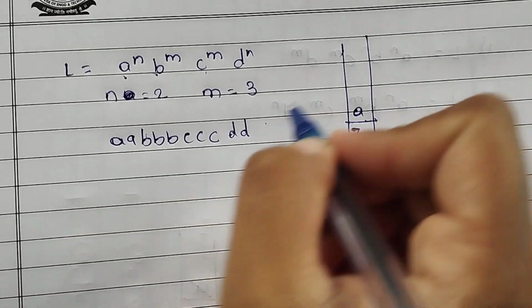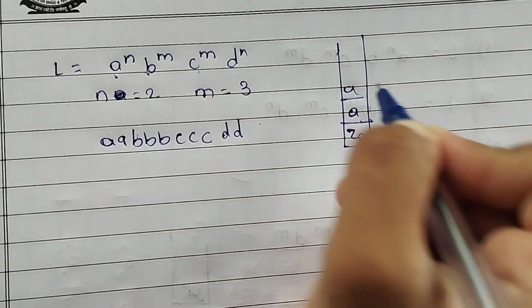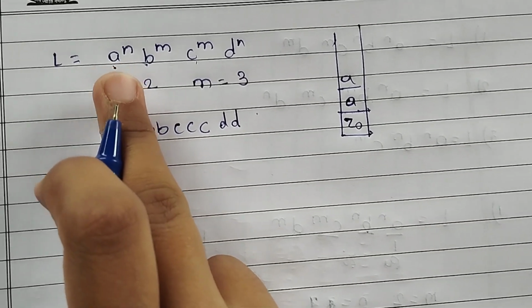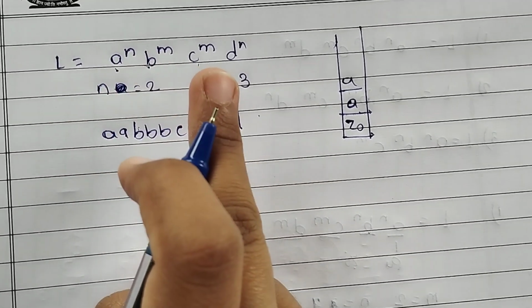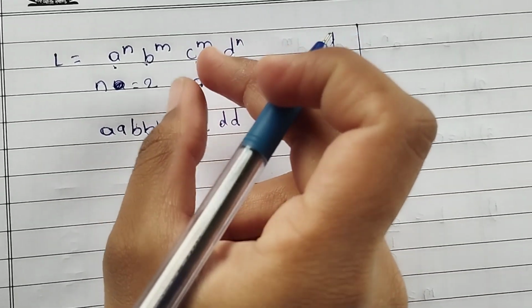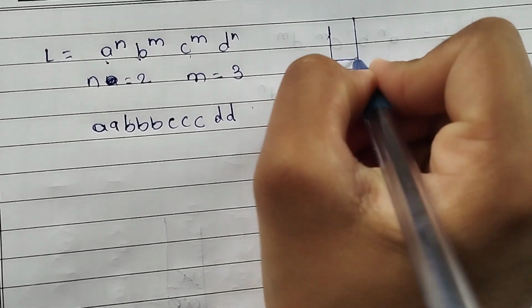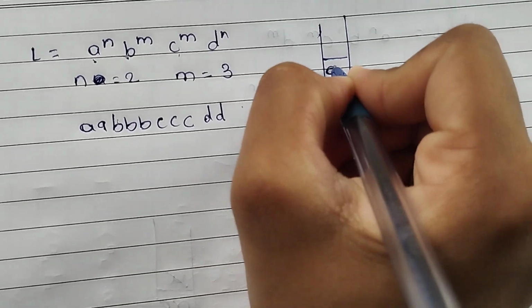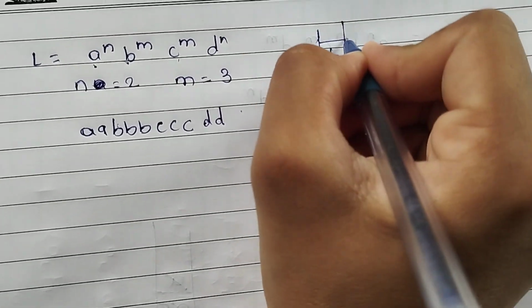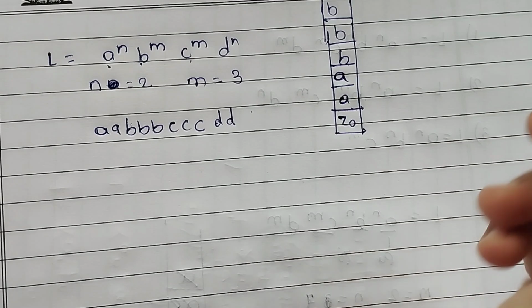So A is present, we push the A. Again we read A, push the A. Now we read B. So for this B, do we pop the A? No, because the number of A's and the number of B's are not equal. The number of B's and the number of C's are equal, so it is easy to pop the B's for these C's. So we push the B's. First A is present and we read B, push the B. Again we read B, push B. Again we read B, push the B.